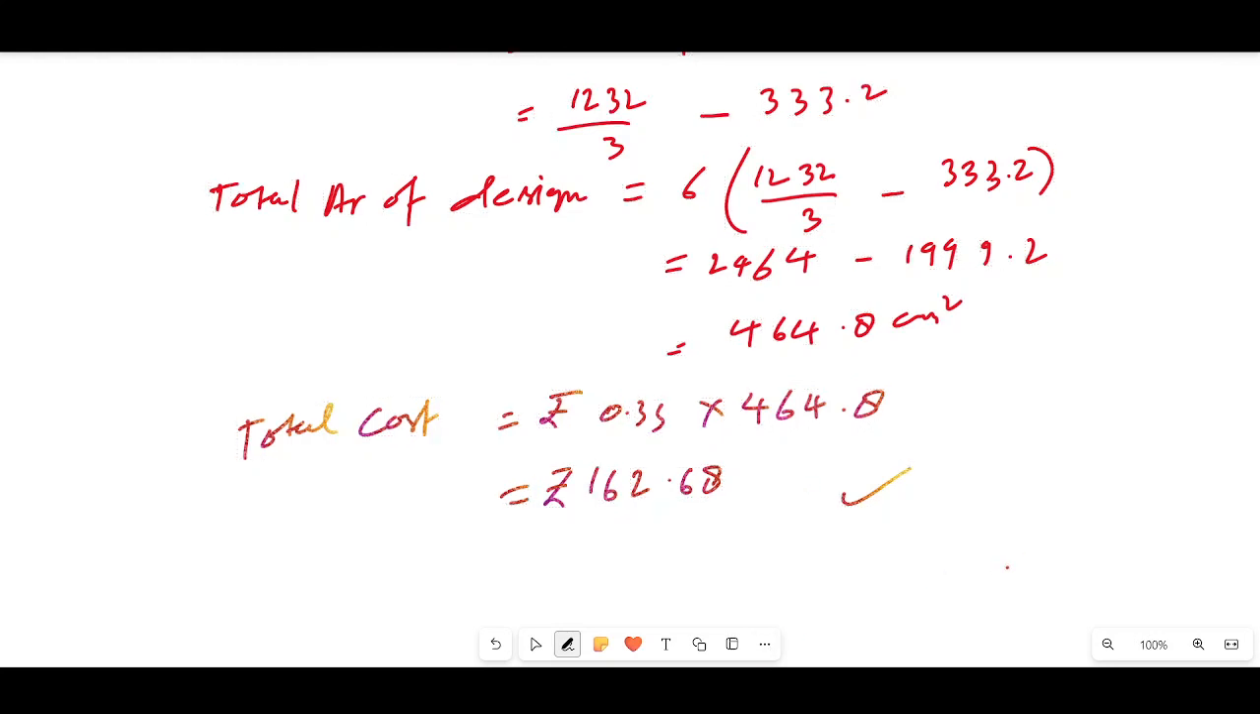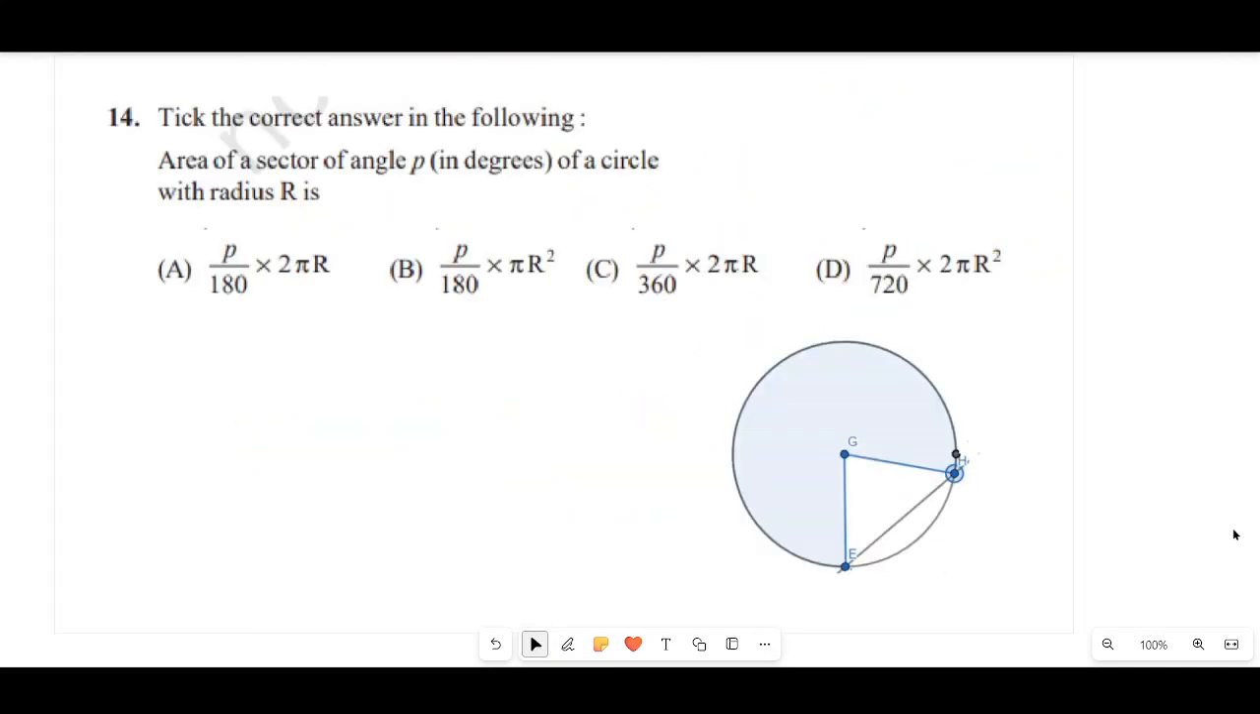Now come at next part. This question is very simple. Here tick the correct answer, find out the which is correct. Area of sector. First find out the area of the sector. What is the area of sector? If angle is P and radius is R, so P by 360 degree into pi r square.